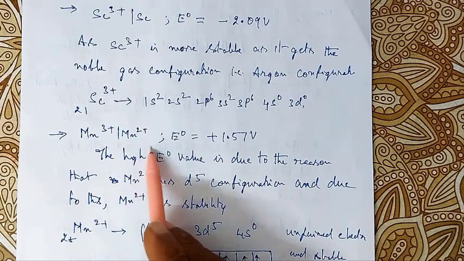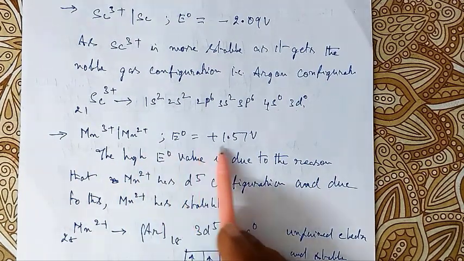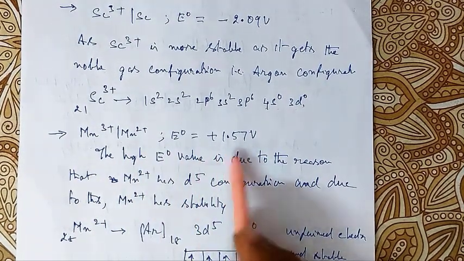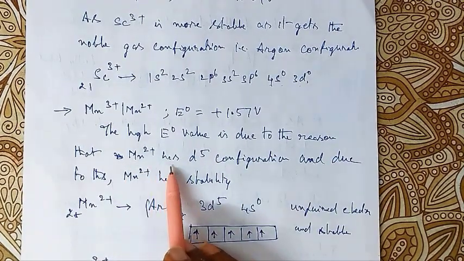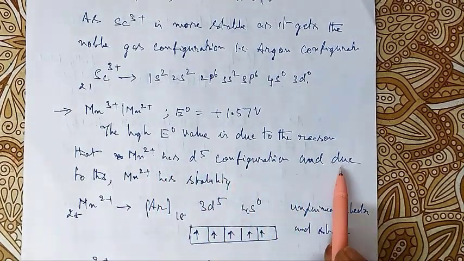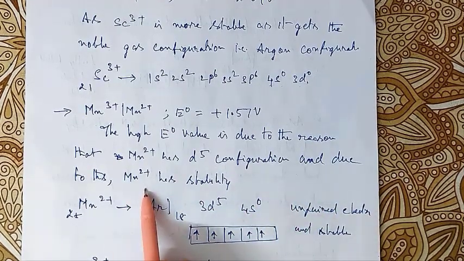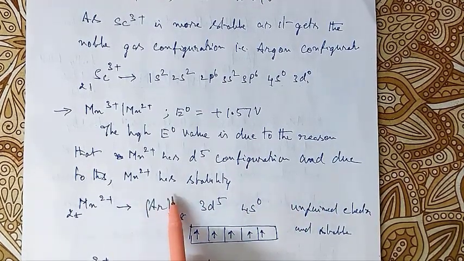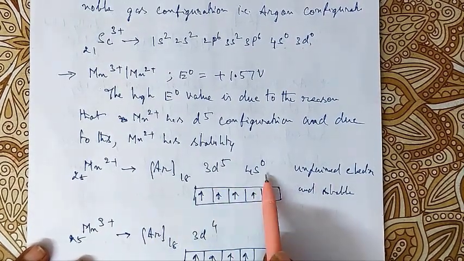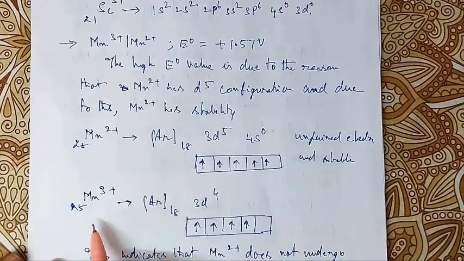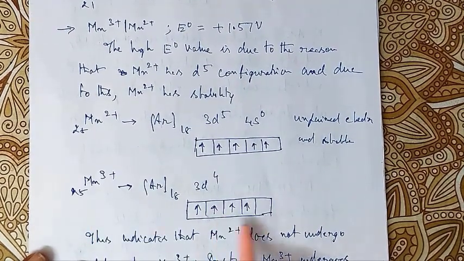For the Mn3+/Mn2+ couple, the E naught value is +1.57. The high E naught value is due to the reason that Mn2+ has a d5 configuration, and due to this Mn2+ ion has stability. Mn2+ configuration is 3d5 4s0, 5 unpaired electrons. In Mn3+ it has 4 unpaired electrons.